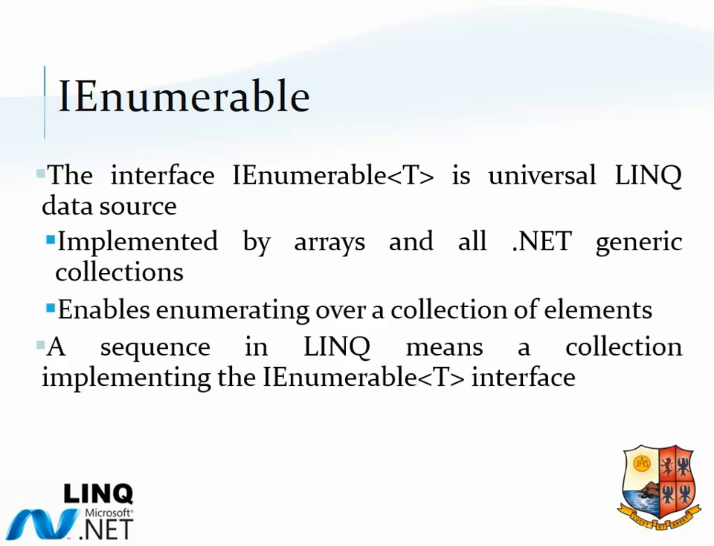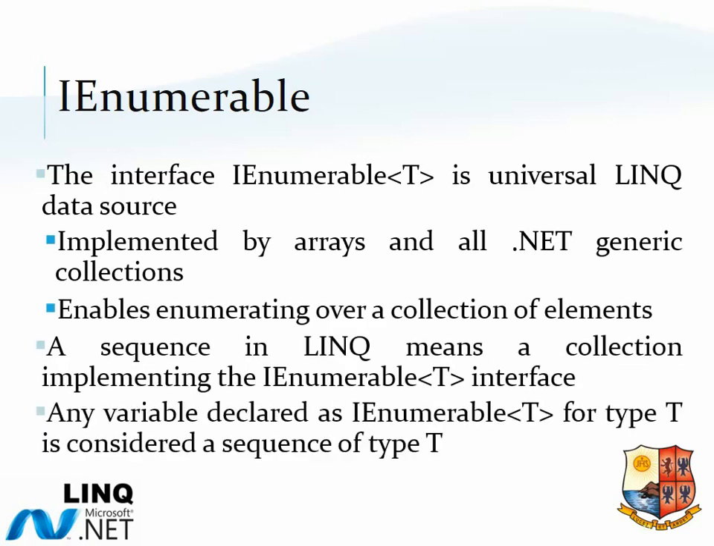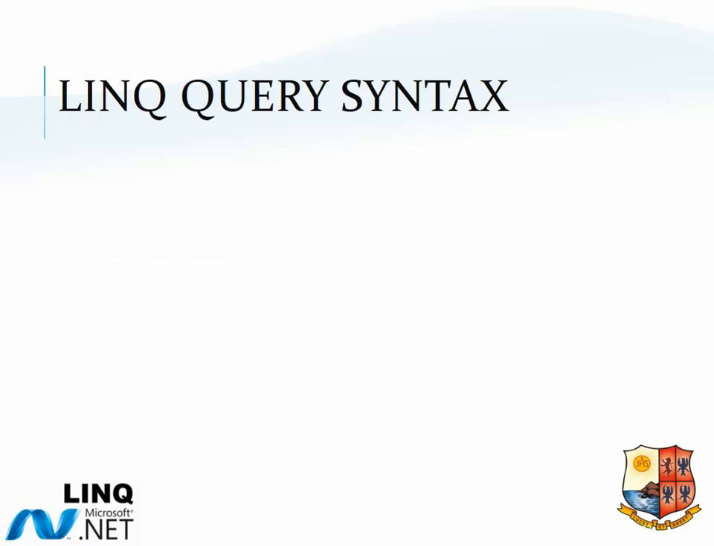One thing you need to understand here: any variable declared as IEnumerable of type T. What do you mean by a type T? Any type. What type? Data type. It can be integer, float, boolean. You have so many data types we have learned, right? Any data type can take the place of T, for a sequence of type T. It enables enumerating over a collection of elements. That's what I've been repeating, but technically, that's all. So let's move on.